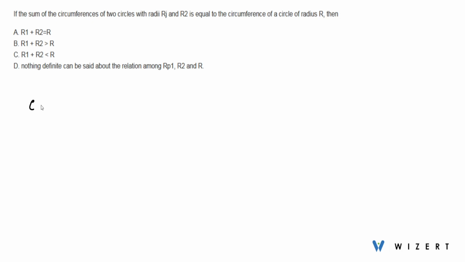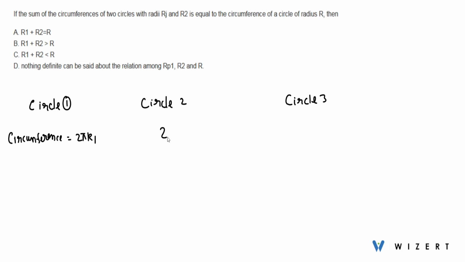So let's write circle 1. So we have circle 1, circle 2, and circle 3. Radius of circle 1 is r1, therefore circumference will be equal to 2 pi r1. In this case it will be 2 pi r2, and over here we will have 2 pi r. Let's write over here r1. For circle 2 we have r2, and for circle 3 we have r.